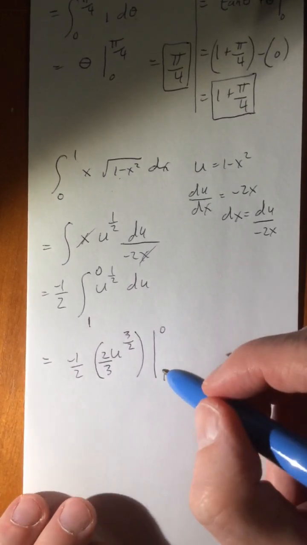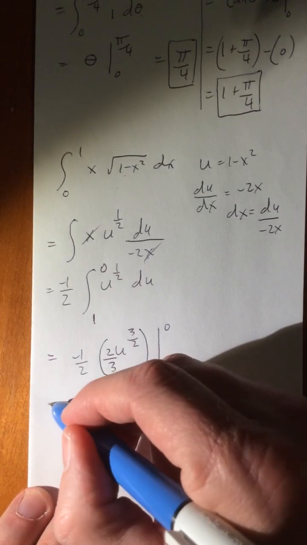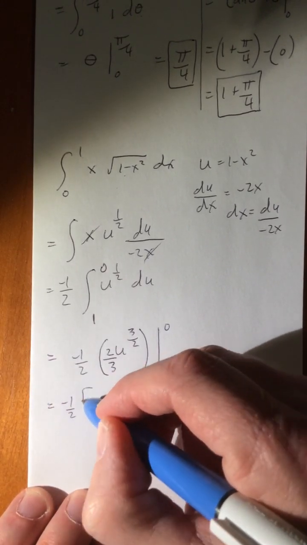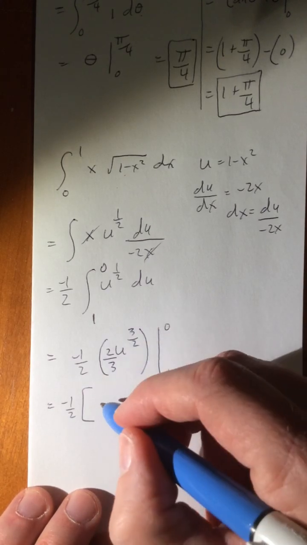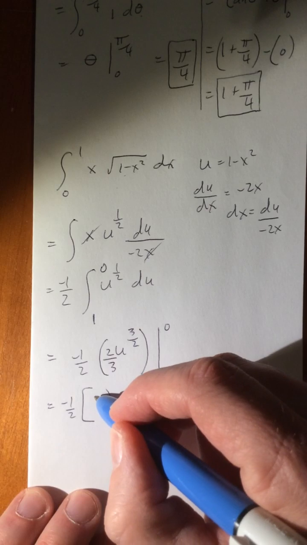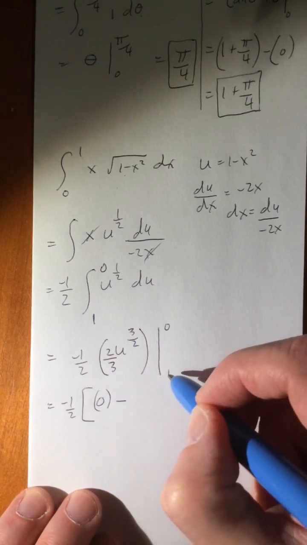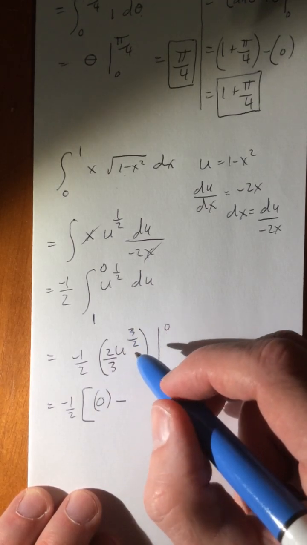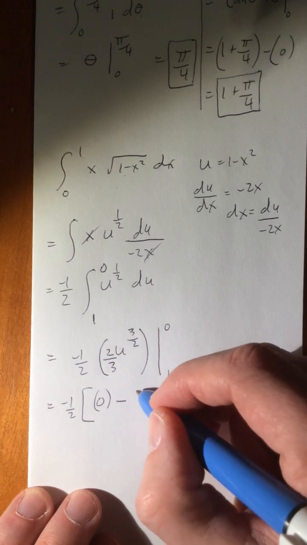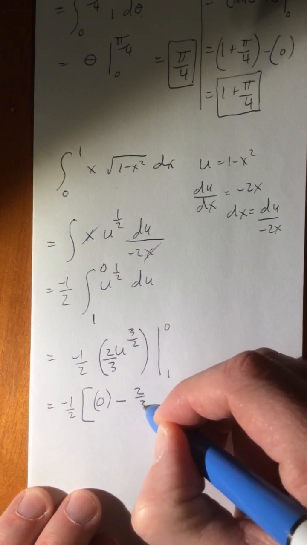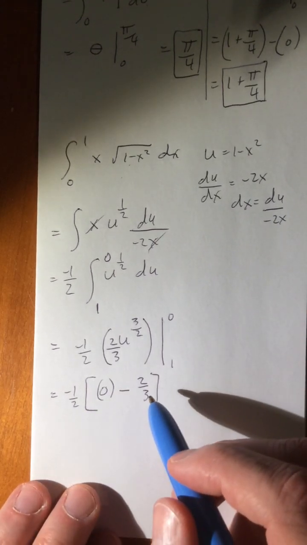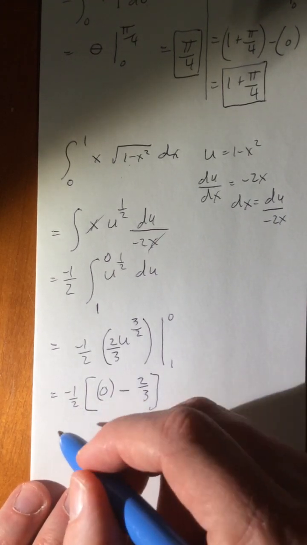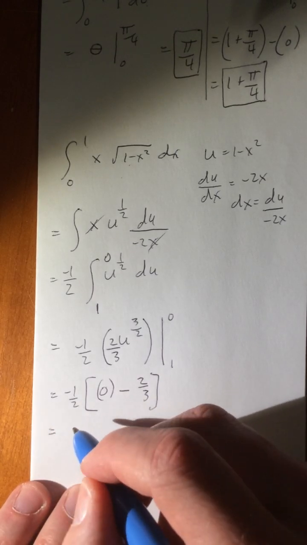All right, so that means, again, as usual, we're going to do negative 1/2. And we're going to plug in 0 this time. So 0 is going to be 0. Subtract, plugging in 1. 1 to the 3/2 is 1, times 2/3, well, is just 2/3. So we have 0 minus 2/3 is negative 2/3, times negative 1/2 is positive 1/3.